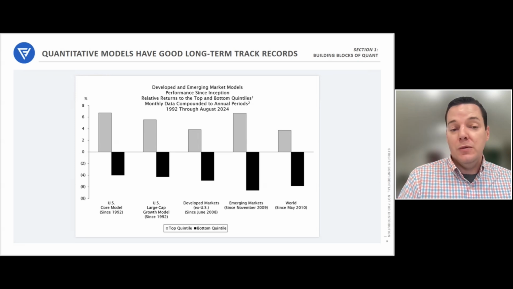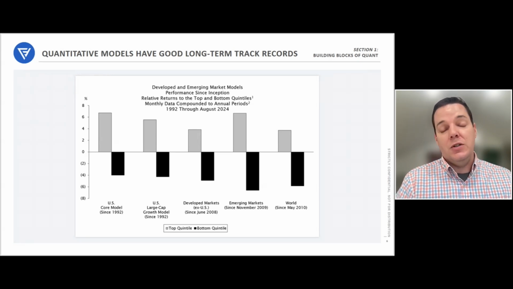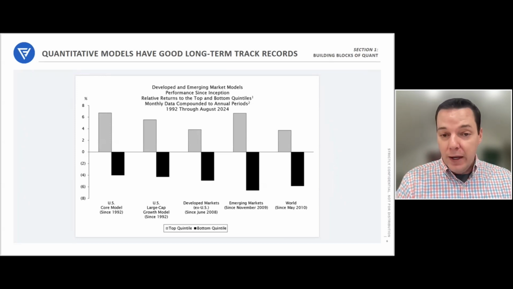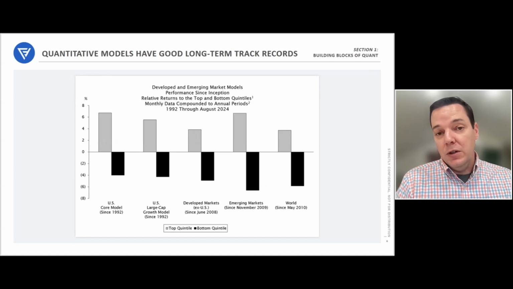Or maybe you're able to avoid some more of the blowups when it comes to stocks that are ultimately in the worst quintile. So the models work great on their own. They have a long, consistent track record of alpha generation, but they can do much better when we start to look at fundamental overlays as well.